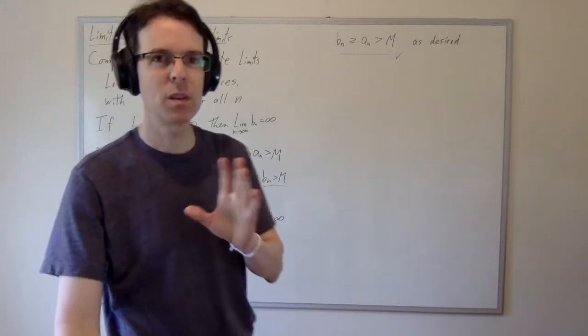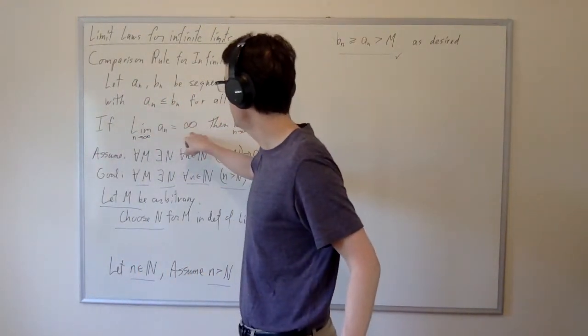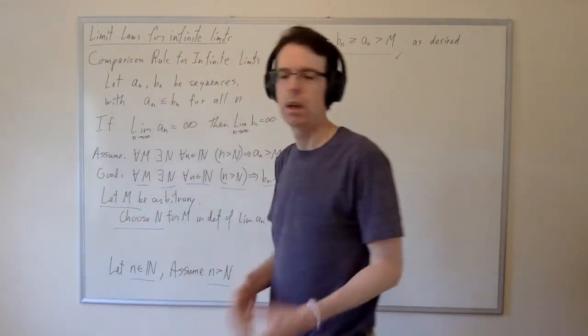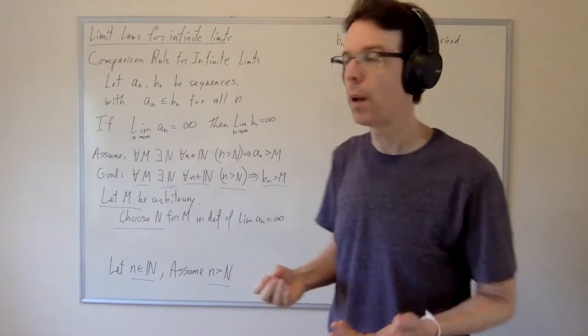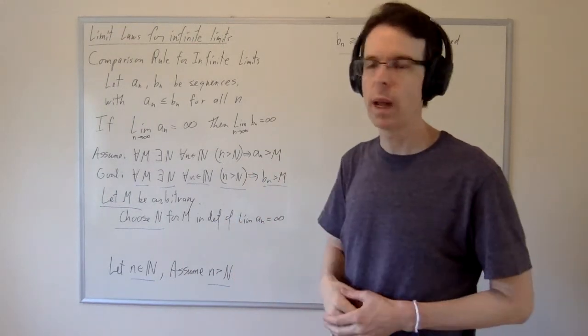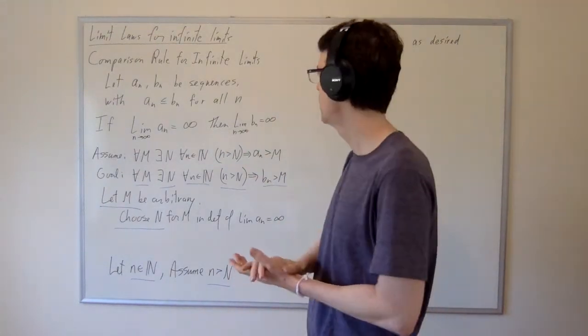Notice, however, this is a very asymmetrical thing. If an diverges to infinity, then bn does as well. If bn diverges to infinity, well, then I know nothing particularly about an, right? It could converge, diverge to infinity. It could do anything, basically. So this is a one-way street, very much.